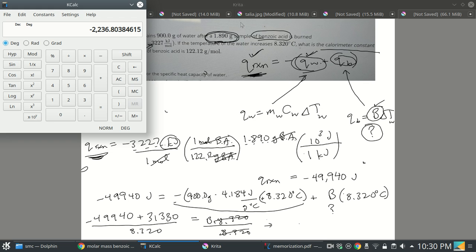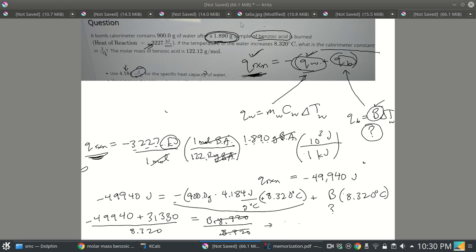So I end up with 2237 equals B. And what are the units for that? Well, QB, this is heat, so that's joules. And this delta T, that's degrees Celsius. So I divided delta T on both sides, so that's going to be joules divided by degrees Celsius. So that's 2237 joules divided by degrees Celsius. All right, so this is a very, very hard problem. Thank you.